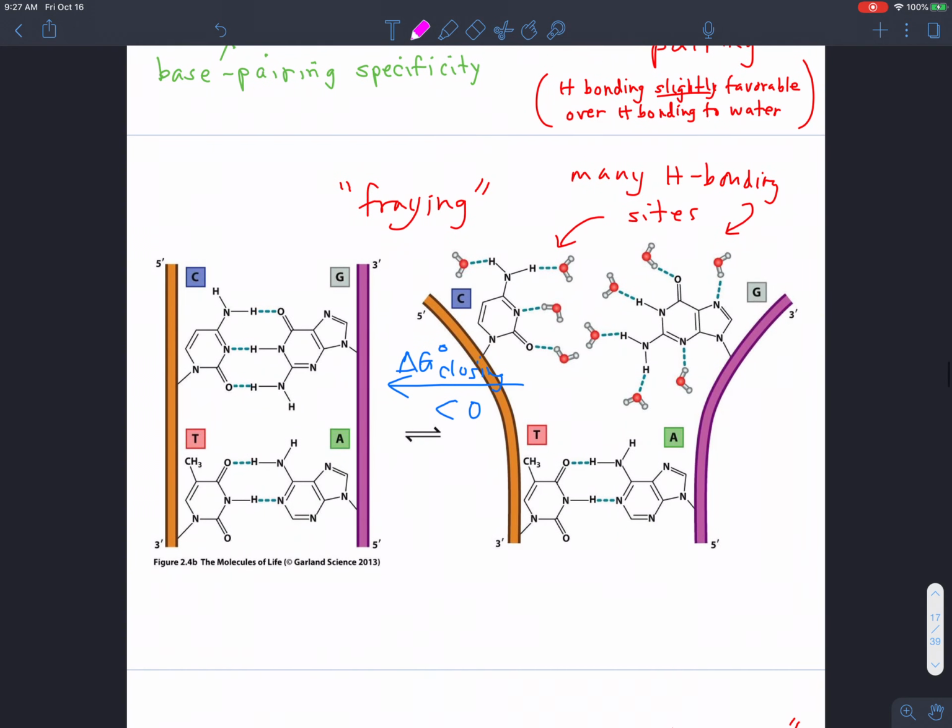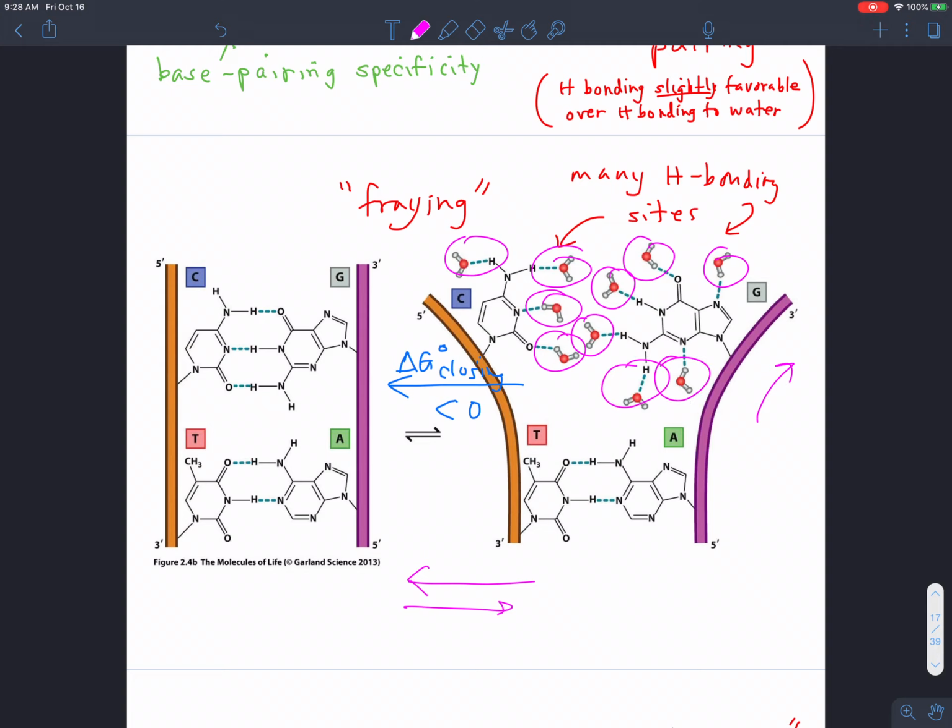Here's just an example of that again, and an example of things I've already said many times. Here's a fraying closing reaction. So going this way, the end of the DNA frays, as it's called, which means one or two of the end base pairs opens up. And when it opens up, it gets exposed to water, and then all of the hydrogen bonds that would normally be bound to each other, to the other bases in the base pair, become hydrogen bonded instead to water.